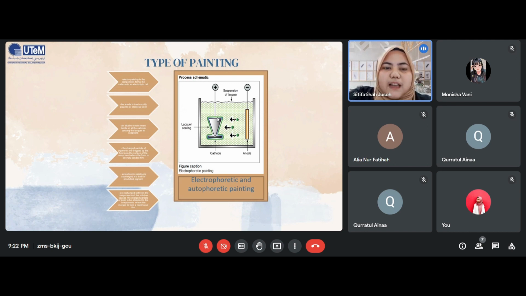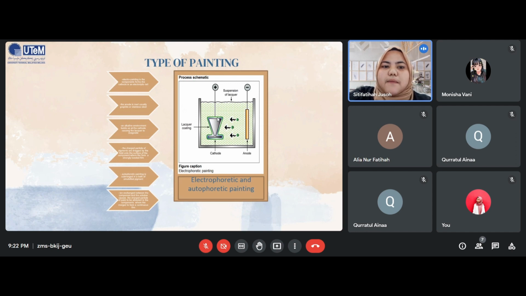Electropainting is where the component is the cathode in the electrolyte cell, and the anode is inert, usually graphite or stainless steel. An alkaline environment builds up at the cathode, causing the lacquer to coagulate. The charged particles of pigment are dragged by the field onto the surface of the component, where they form a strongly bonded film.